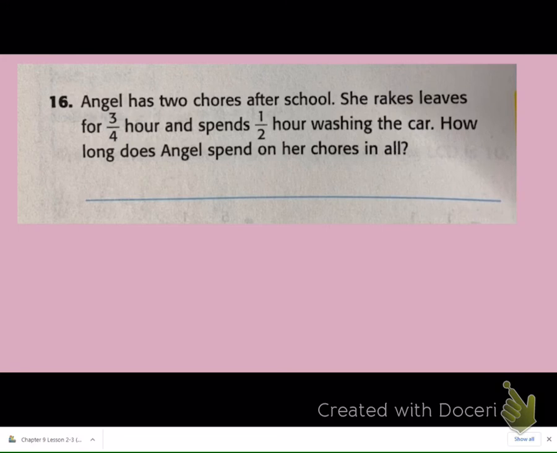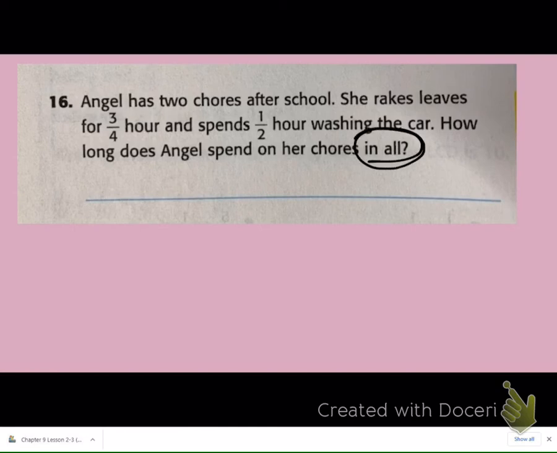All right, let's take a look at one of these word problems here. If you'd go ahead and read this and solve it, and then come back for the answer. So go ahead and pause the video, and then come back for the answer after you've completed your problem. So let's take a look at this. So it says, Angel has 2 chores after school. She rakes leaves for 3/4 of an hour and spends half an hour washing the car. How long does Angel spend on her chores in all?